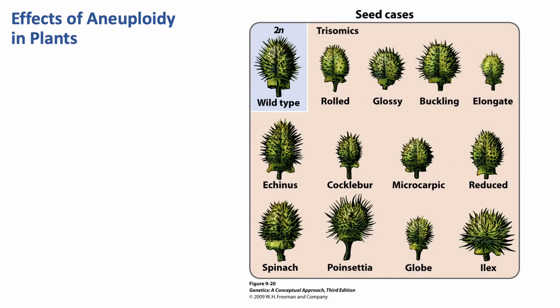So here's an example of the effects of aneuploidy in plants. Mutant capsules in Jimson weed, that is Datura stramonium, result from different trisomies. Each type of capsule is a phenotype that is trisomic for a different chromosome. The structure of the seed case in the wild type with 2n chromosomes would look like this, whereas the trisomic seeds, which have trisomy in different chromosomes, look like any of these phenotypes. They're either rolled, or glossy, or elongated, or like a globe, and many different phenotypes.